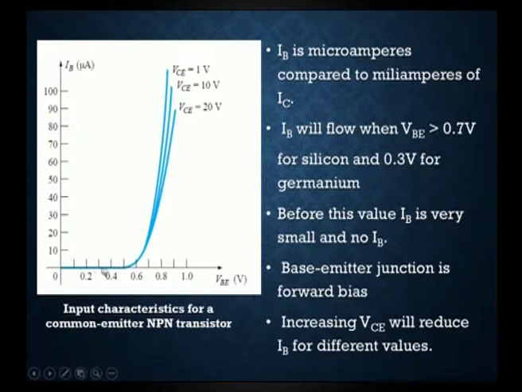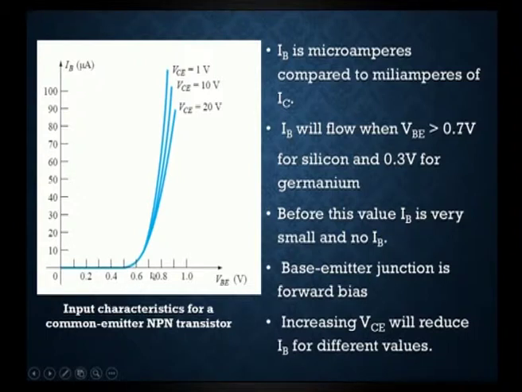So, here if we take silicon as the semiconductor material, we can observe the current IB after 0.7 volts, when VBE is greater than 0.7 volts. And before this value IB is very low, or we can say there is no IB, and also the base emitter junction is forward biased in this mode.